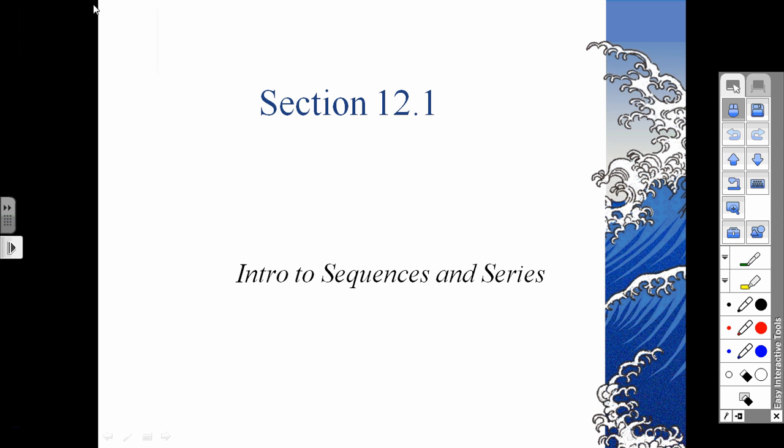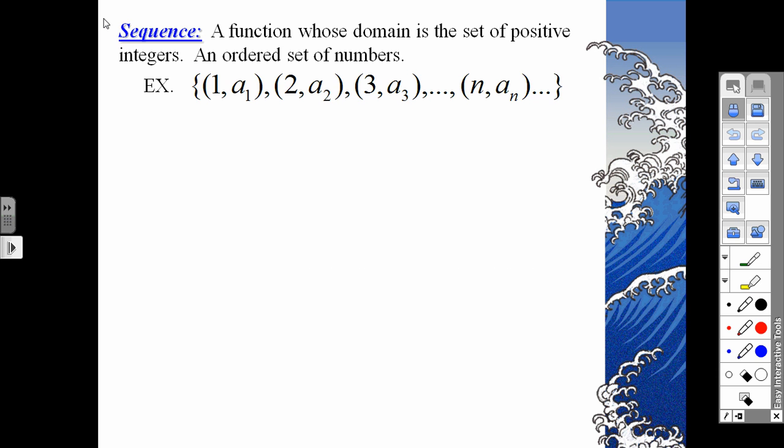All right, so we're ready to get back into the swing of things here, and we're going to start off by talking about the introduction to sequences and series. So first of all, what is a sequence? A sequence is basically a function whose domain is going to be the set of positive integers.